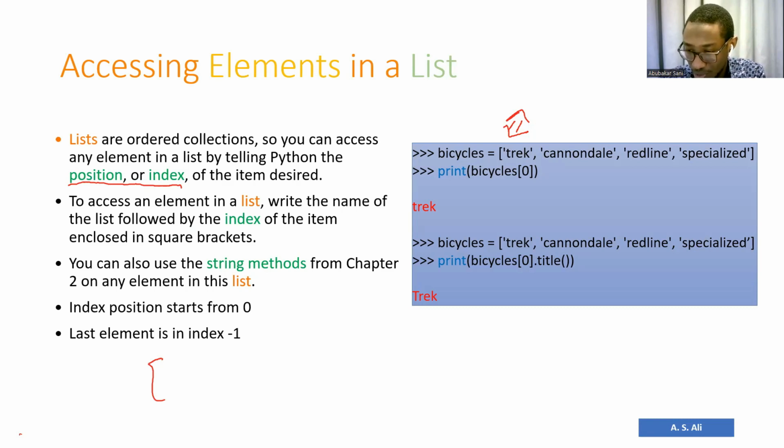You will just write the name of the list, which in this case is bicycles, and then you write the position. You can see here the position is 0. For Python, indexing starts from 0. So the first position is index 0, the second position is index 1, and the third position will be index 2. Now if I want to access Trek, I can say print bicycles 0, and the computer will print out Trek for me.